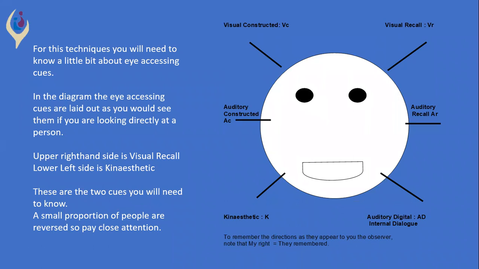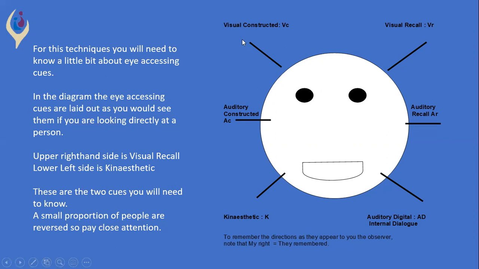If you look at the diagram on the right-hand side, that face is as if you are looking at somebody. Okay, this is not your face. It is as if you're standing in front of somebody and looking at them. So you will see up here on the right-hand side is their visual recall. When their eyes glance up in this direction, it means that they're recalling something that they've seen. Here, it would be that they're recalling something they've heard. And down here, it would be that they're recalling some conversation that they've had with themselves, or they're actually talking to themselves in that moment, a bit of inner dialogue.